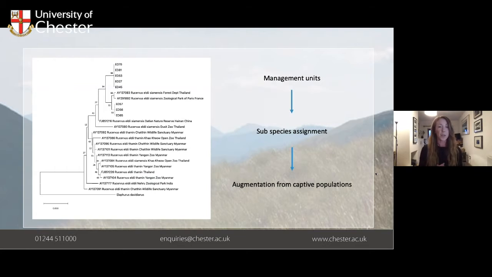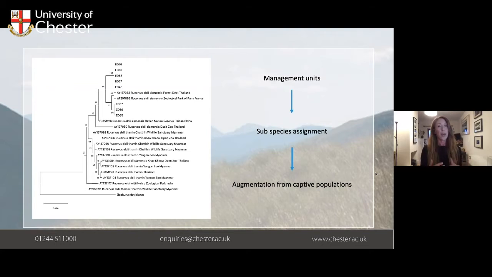This work is still in process, but we were able to look at whether different habitats are isolated from each other in terms of the Eld's deer population that inhabit them. And this will help us create management units. How should we be conserving this species in this country? Which areas of habitat do we group together? Where do we try and improve connectivity in order to increase population size?